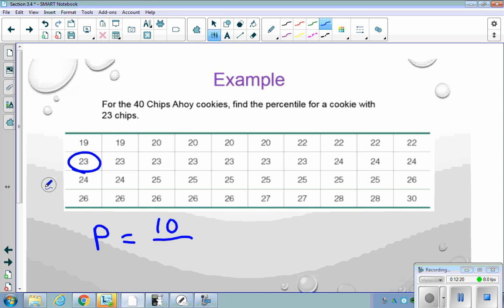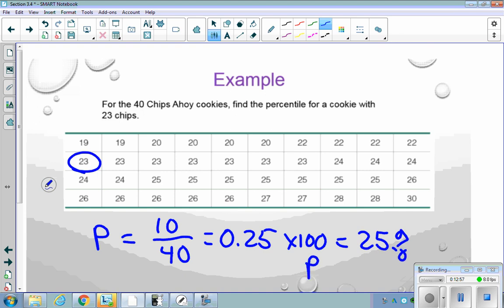I'm going to divide by the total number of pieces of data. There are 10 per line and there are 4 lines, so obviously there are 40. If I take 10 and divide by 40, I'm going to get 0.25, correct? If I multiply it by 100, which means really I'm taking it from a decimal to a percent, so 23 is the 25th percentile, and that's how I'll write that.